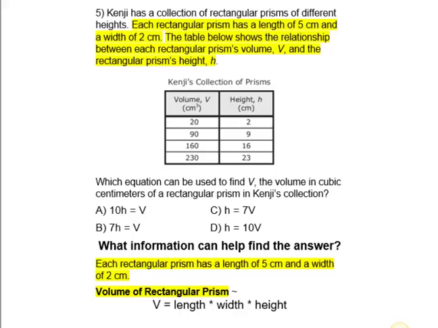And in looking at the table in Kenji's collection of prisms, we see that the volume V is equal to 20 when the height H is equal to 2. Volume is equal to 90 when height is equal to 9. Volume is equal to 160 when height is equal to 16. And volume is equal to 230 when height is equal to 23.